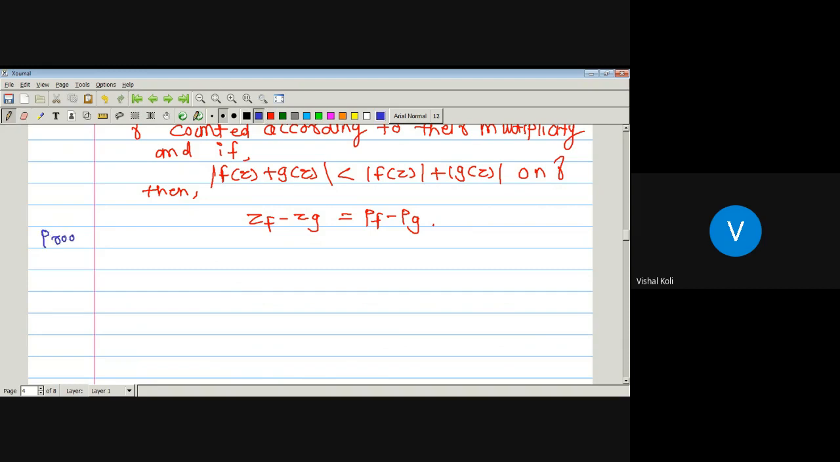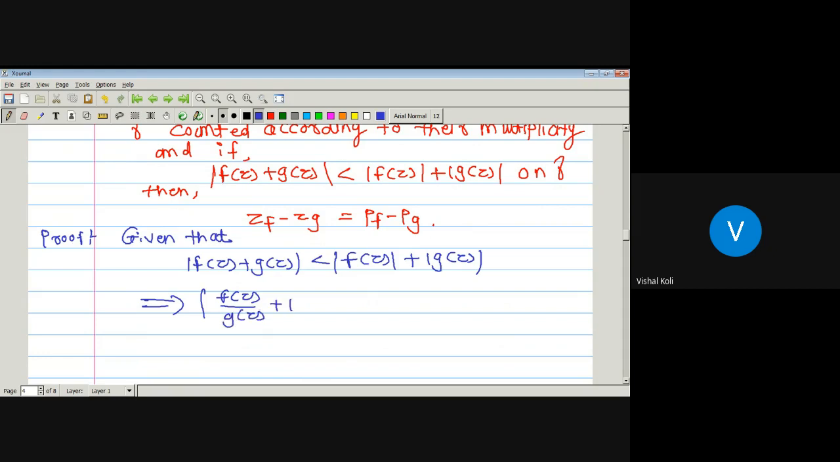Proof. Given that modulus of f of z plus g of z is less than mod f z plus mod g z. Divide both sides by modulus of g of z. Then we get modulus of f of z divided by g of z plus 1 is less than mod f z divided by mod g z plus 1, which is on the trace of gamma.